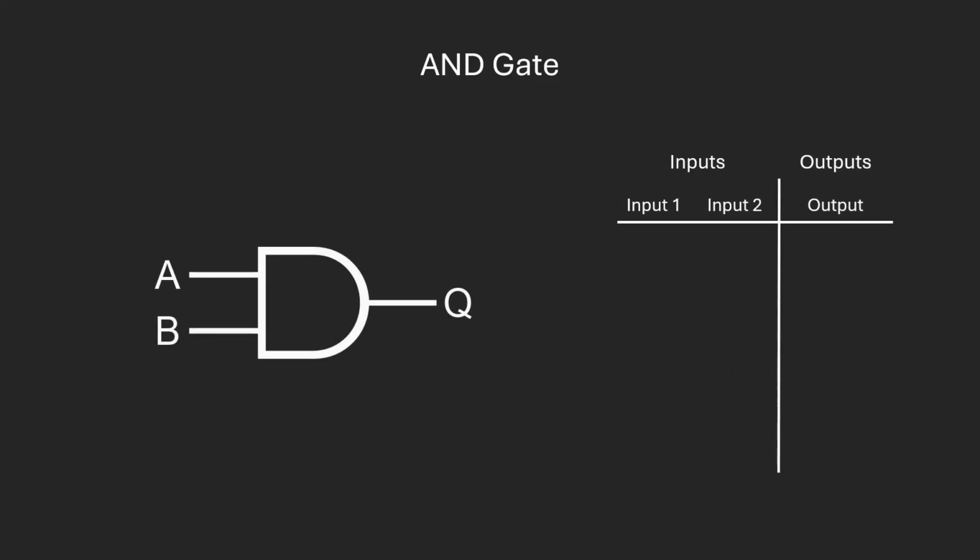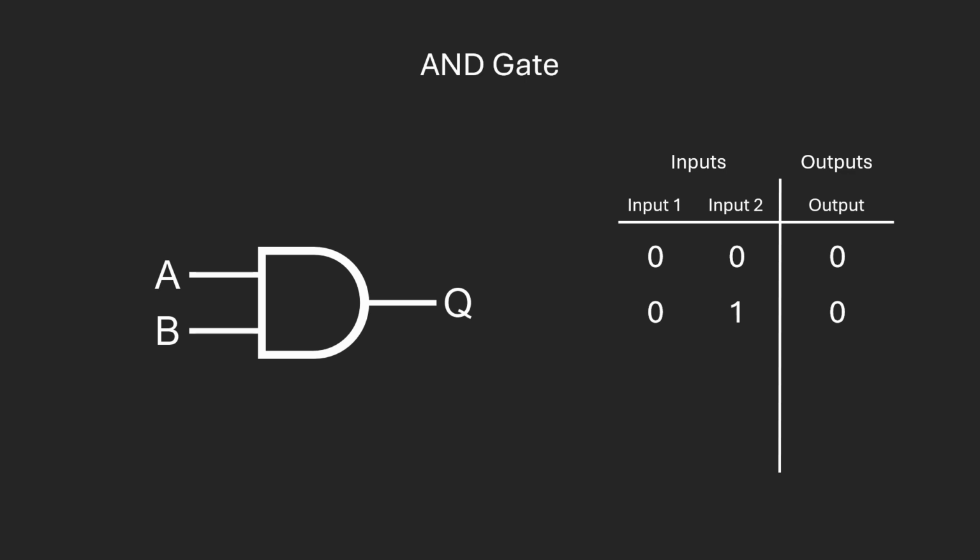This particular AND gate has two inputs, and every AND gate has only one output. If input 1 is a 0 and input 2 is a 0, well then our output is 0, because 0 and 0 makes 0. Well, that makes sense. What if input 1 is a 0, but input 2 is a 1? Well, then our output is still a 0. This is because an AND gate requires both inputs to be true for the output to be true.